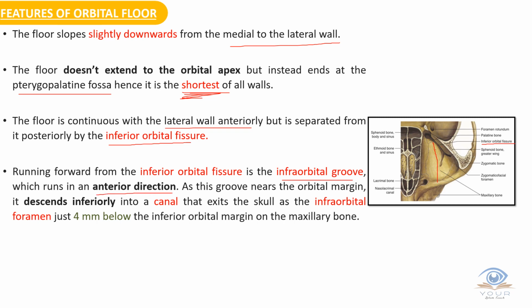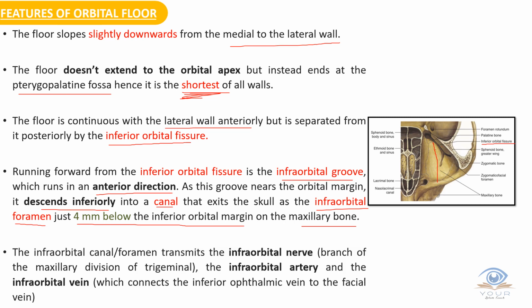As this groove nears the orbital margin, it descends inferiorly into a canal that exits the skull as the infraorbital foramen. We had discussed this in the previous video, that the infraorbital foramen lies 4 mm below the inferior orbital margin on the maxillary bone, in line with the supraorbital foramen. So you can go back to the previous video and check it out.